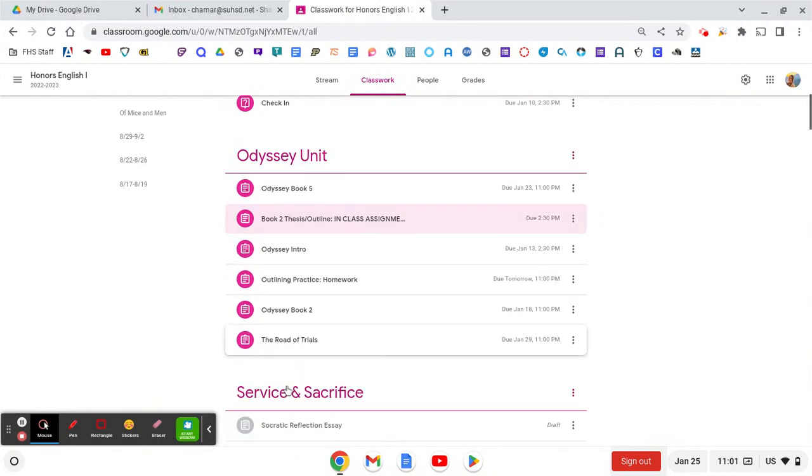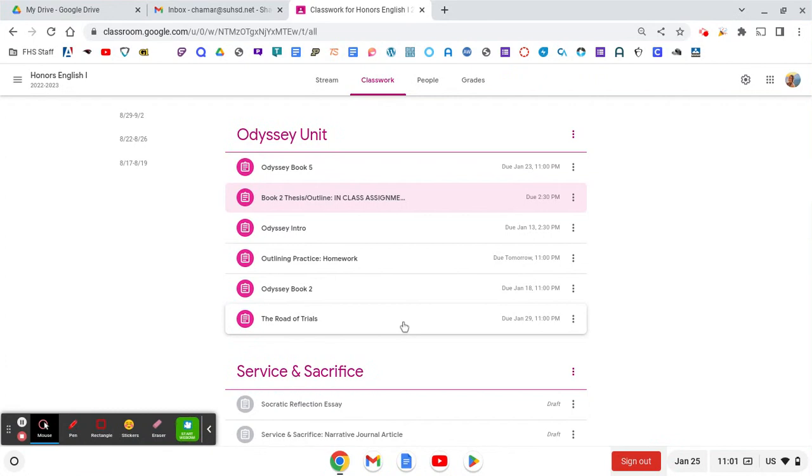The Road of Trials is a stage of the hero's journey, where the hero faces trials and tribulations, gets tested, faces challenges, faces enemies, etc. There are a lot of books in the Odyssey that display the Road of Trials. We are going to be breaking those books up into groups and presenting back on what you learned. The main four books that describe Odysseus's trials are books 9, 10, 11, and 12. So four separate books.